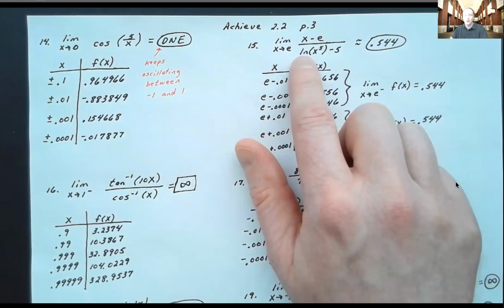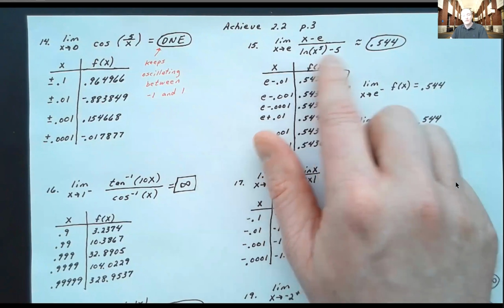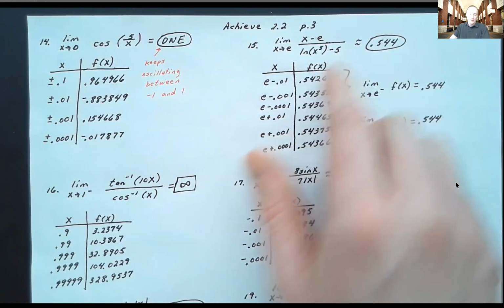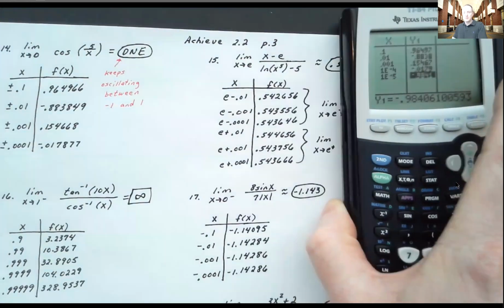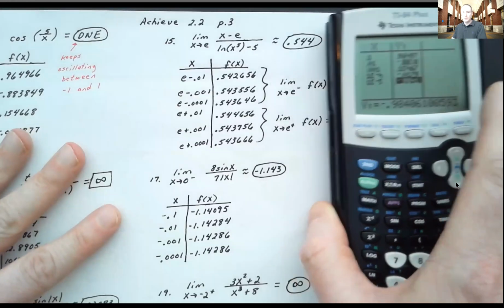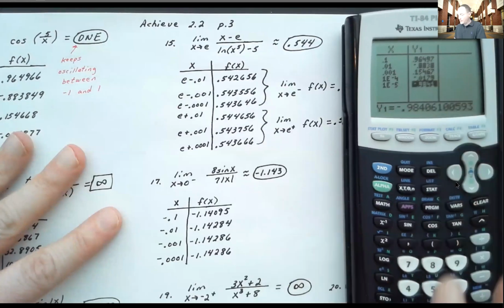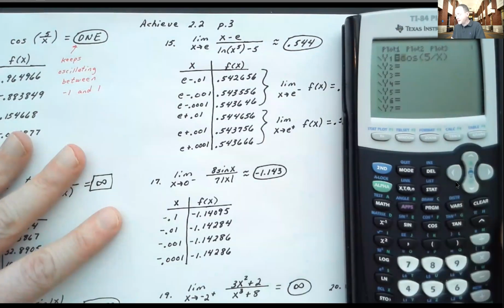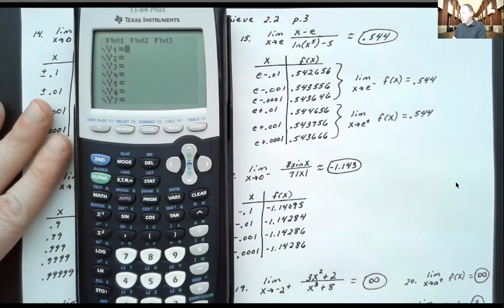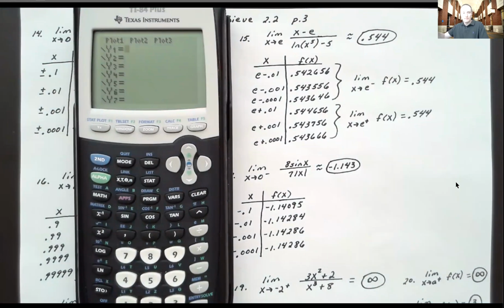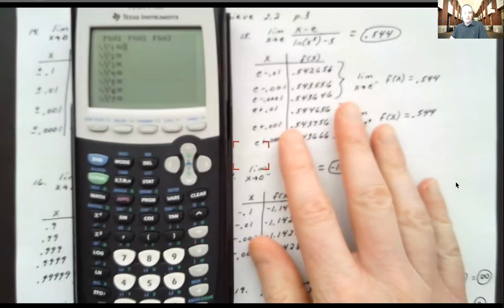x minus e over the natural log of x to the 5th minus 5. Now, I'll go ahead and show this one on the calculator just because sometimes students aren't exactly sure what to do with functions like this when they're trying to find out what's happening at an irrational number like e or pi. It's really not bad, but we'll talk about it here. Make sure that that's as clear as it can be.